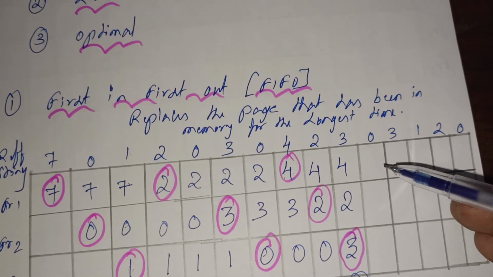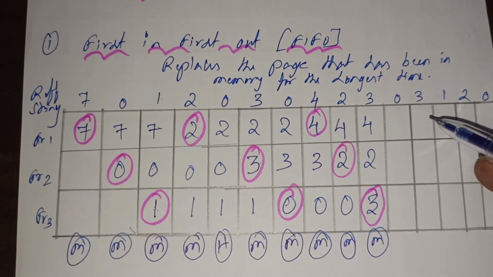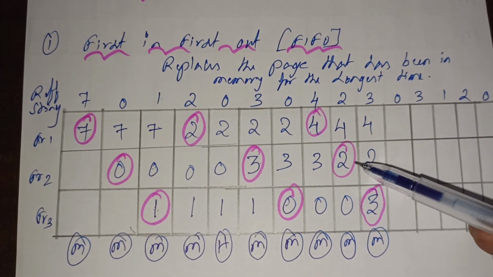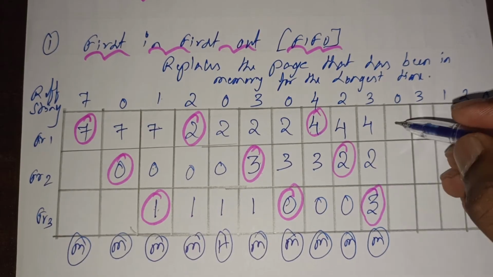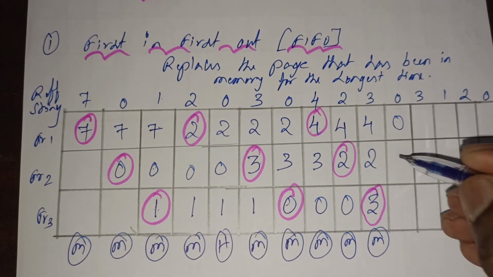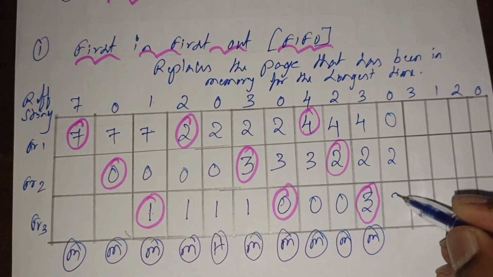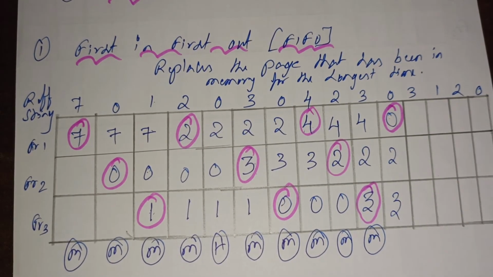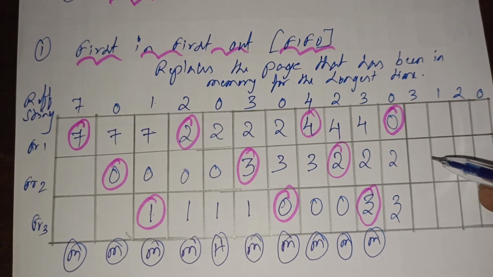Now we are going to check which particular frame can be replaced here. Now which can be replaced here? So 4 is staying here for the longest period of time compared to 2 and 3. So 4 will be replaced by 0. Now 2 is as usual and 3 is there. Whichever came most recently will be circled with a sketch pen for identification.